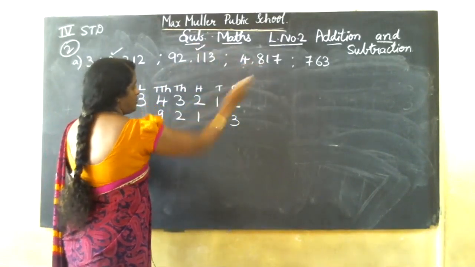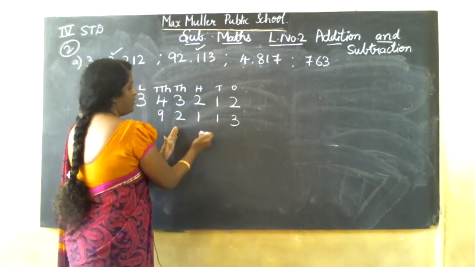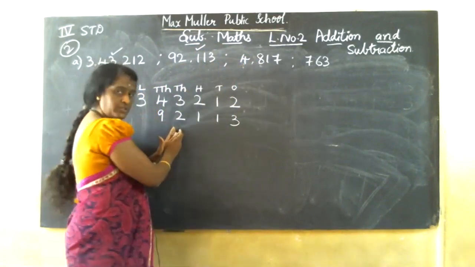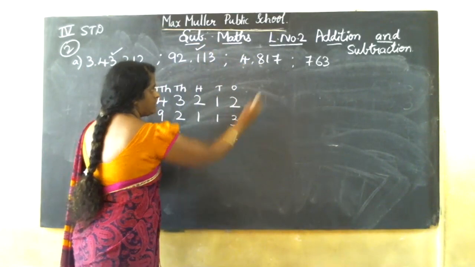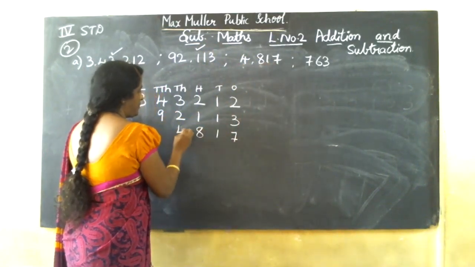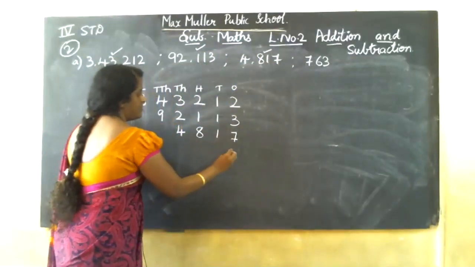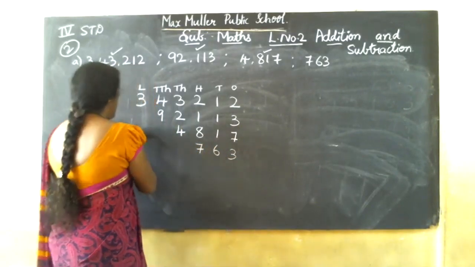Next, 4-digit: 1, 2, 3, 4. But we'll start from the right side only. You could start from 1,000, 4,000, so from the thousands place, but you write straight like this. 7, see, ones place. 1, 8, 4. Last one, see, this I have finished. Hundreds place. 3, 6, 7.